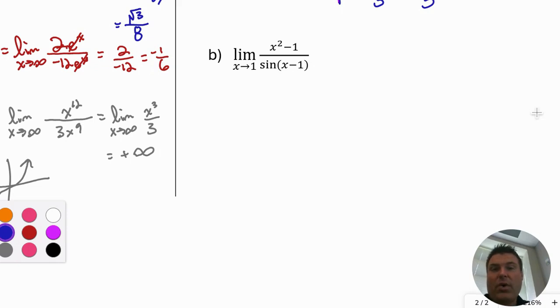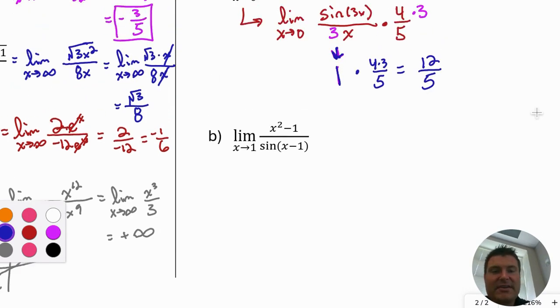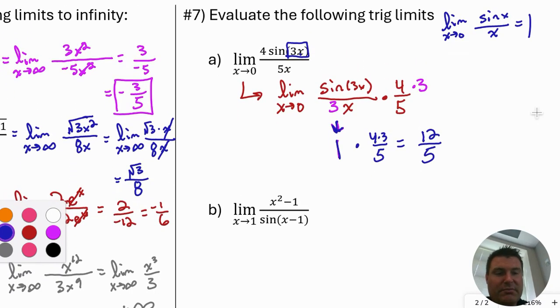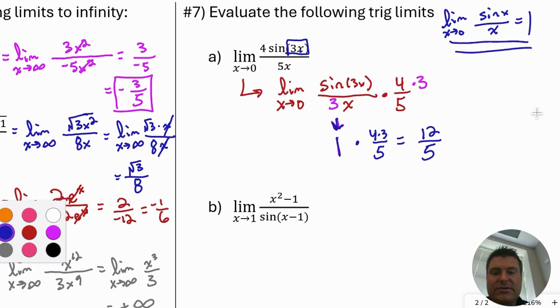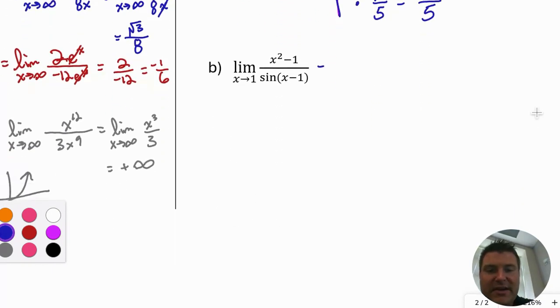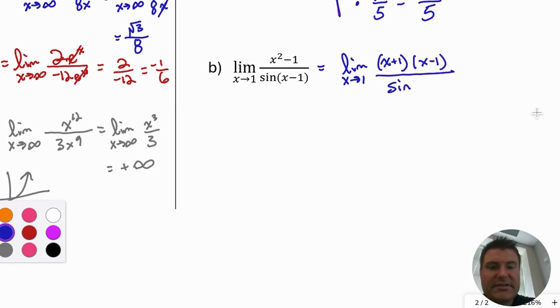Last problem here. If you were to plug in a 1, you're going to be in the form of 0 over 0. So we don't have exactly the same argument like we do in the blue up here. So what I can do is factor this top to make it look better. So I'm going to get x plus 1, x minus 1, all over sine of x minus 1.